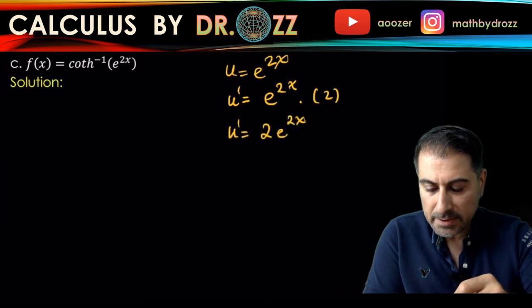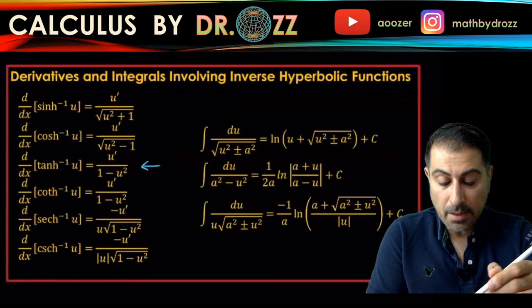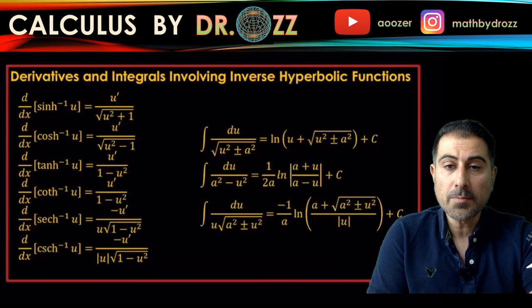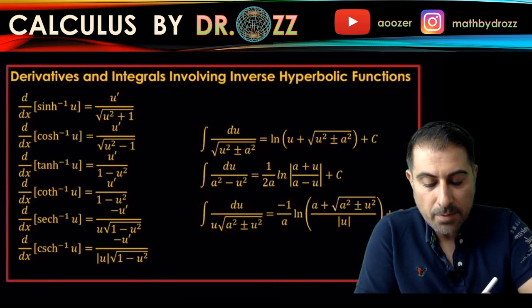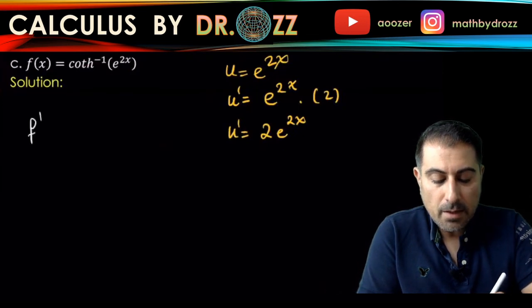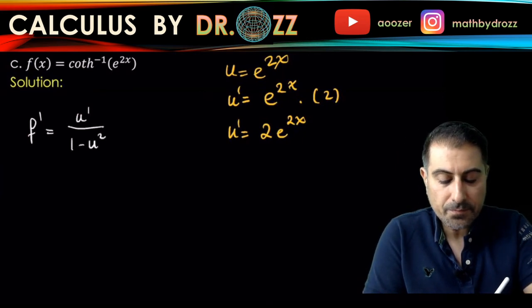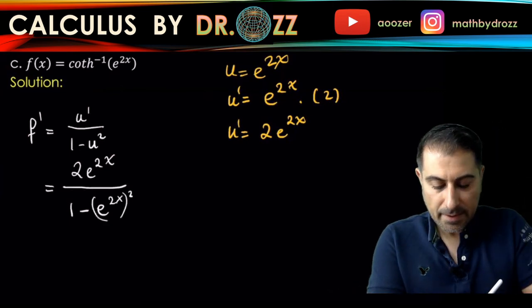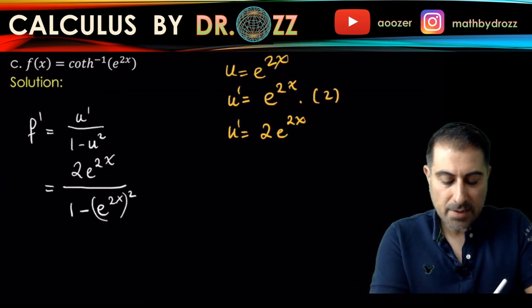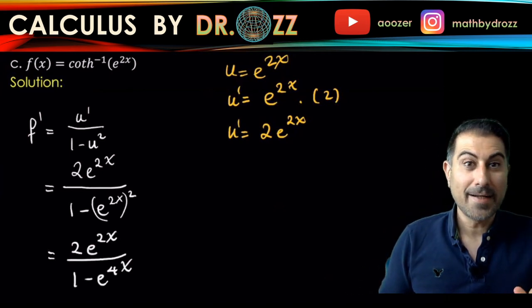The good news here is that the derivatives of inverse tan and inverse cotan hyperbolic functions are the same. So u prime divided by 1 minus u squared is what we're going to use here. So f prime is equal to u prime over 1 minus u squared. Let's plug everything back in: 2 times e to the 2x divided by 1 minus e to the 2x, quantity squared. That is equal to 2e to the 2x over 1 minus e to the 4x. All right, this takes care of part C.